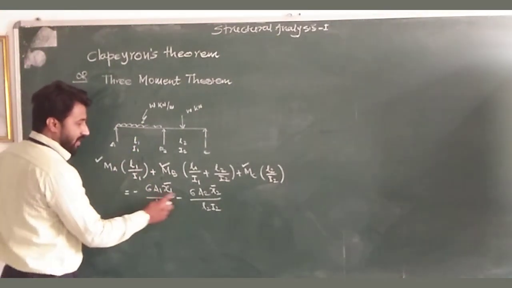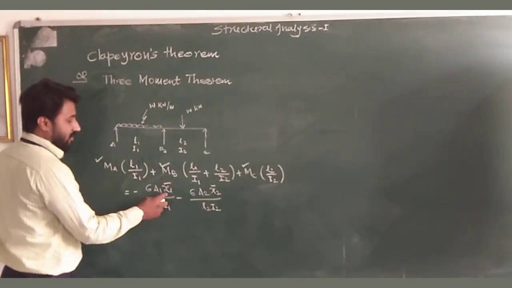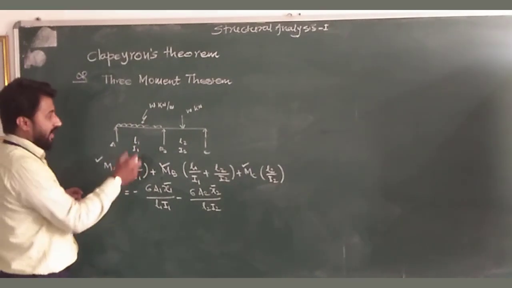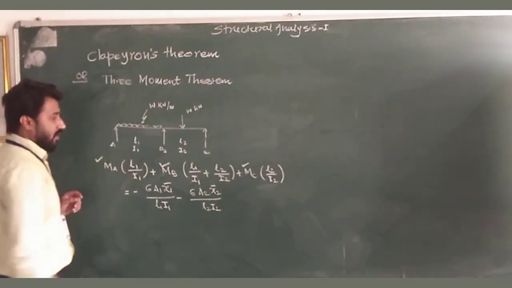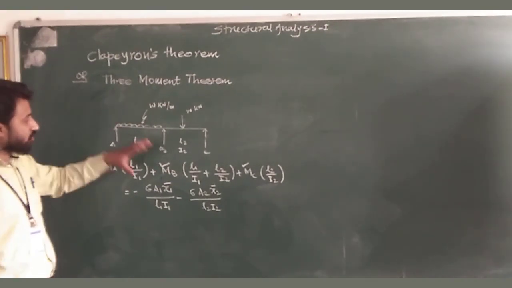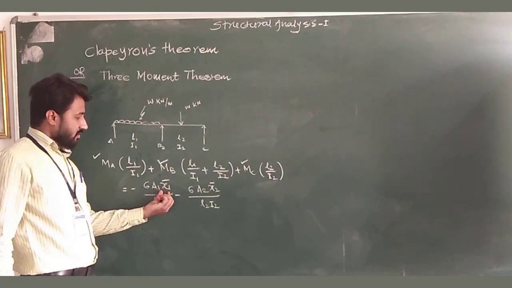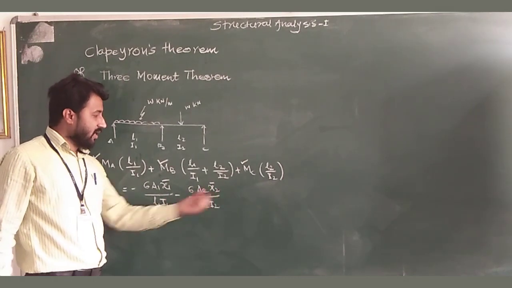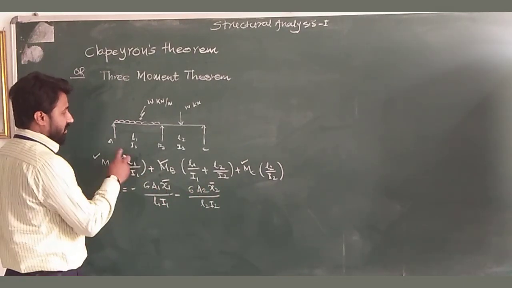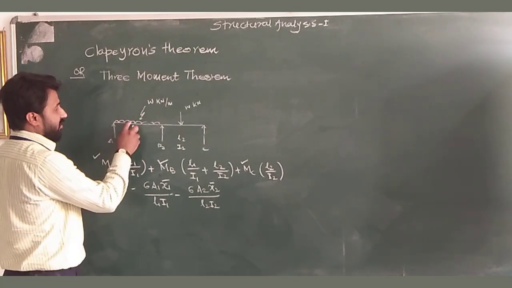And X1 bar and X2 bar are the CG, that is center of gravity, of the particular bending moment diagram of the respective loading. So X1 bar and X2 bar are the center of gravity CG of the bending moment diagram of the respective loading.